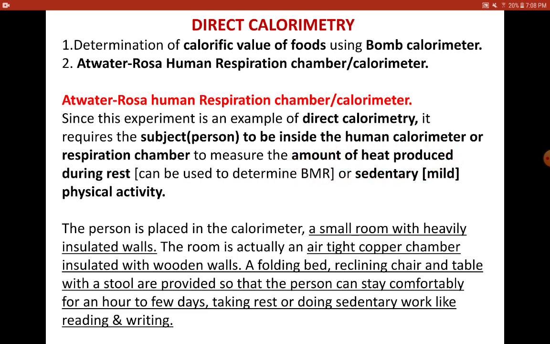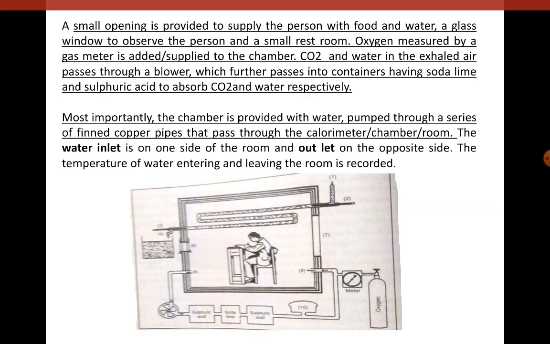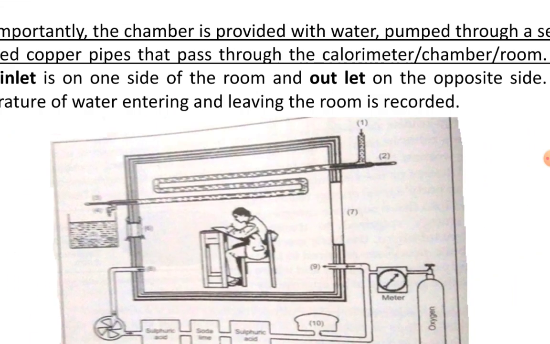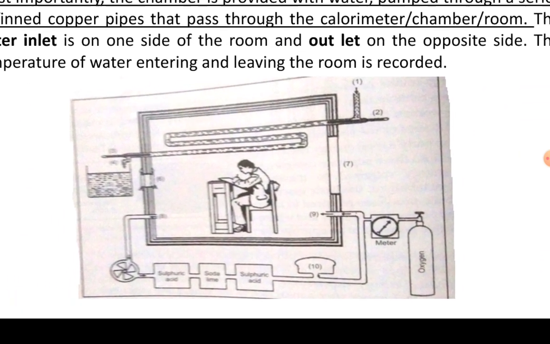You need not have to record the volume of oxygen that is consumed, or note the volume of carbon dioxide that is expelled out and then calculate the heat output. So here heat output is directly measured in the experiment. So let me show you the setup of the experiment here.